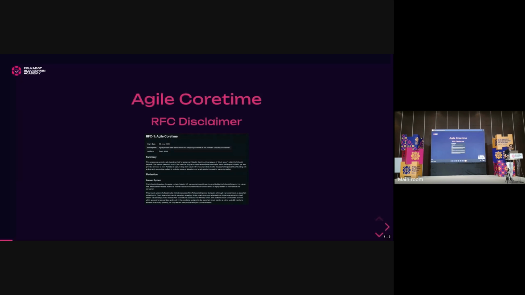A good place to read about it is RFC 1, Agile Core Time, where you can read the original description of how it was imagined. And as you all remember, I showed you the fellowship repo in one of the lectures yesterday. The fellowship repo has two main folders in it. There's one with the runtimes for Polkadot and Kusama. This is where the configuration happens. And the second folder is RFCs, requests for comments.